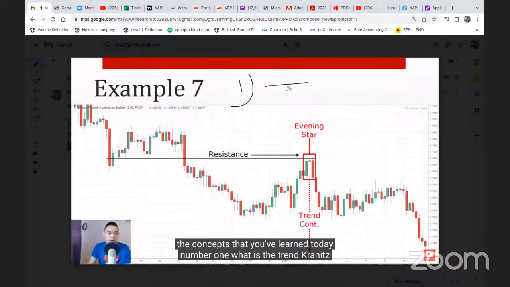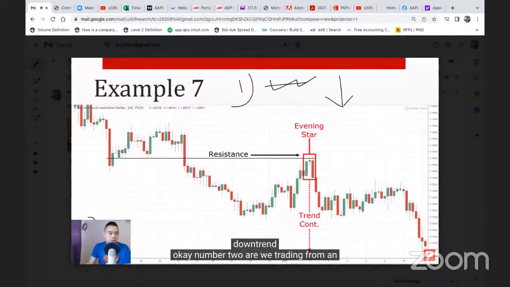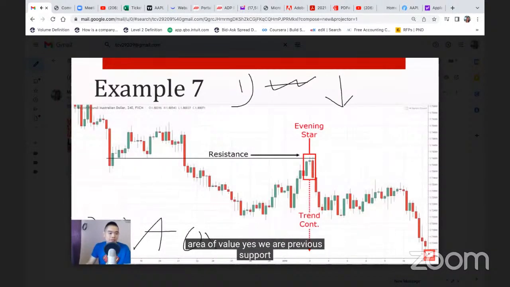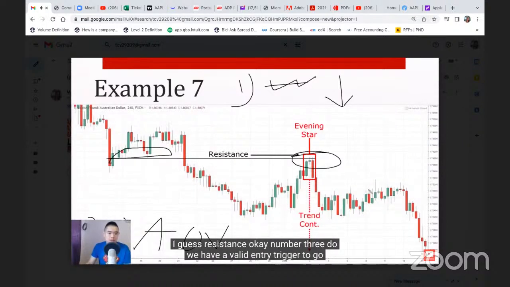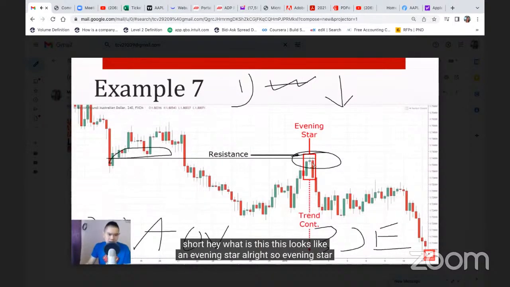Number one, what is the trend? Trend is downtrend. Okay. Number two, are we trading from an area of value? Yes, we are. Previous support, again resistance. Okay. Number three, do we have a valid entry trigger to go short? Hey, what is this? This looks like an evening star. All right. So evening star, right? Market close higher. Second candle, somewhat of an indecision candle. And then third candle, market close lower. All right, so yes, all these three criteria are met.